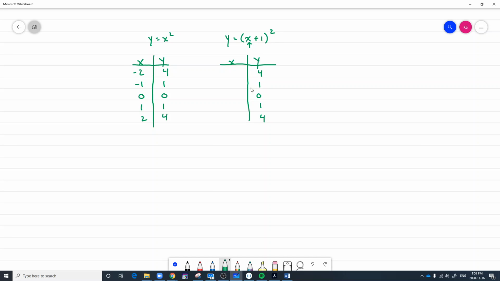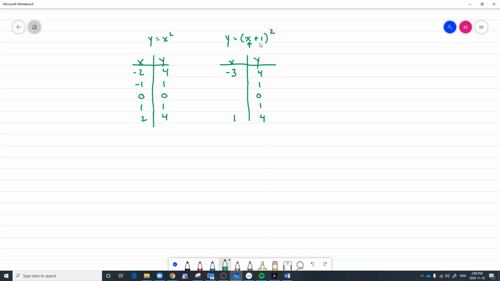So if I wanted to get a y value of 4, I know that I would have to get something in the bracket that's 2, because 2 squared is 4. So I could get x is 1, or I could get negative 2. So I could put in a negative 3. So negative 3 plus 1 is negative 2. Negative 2 squared is 4. 1 plus 1 is 2. 2 squared is 4. And I can do the same thing going through.